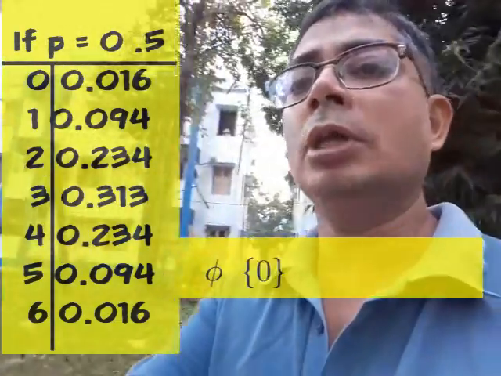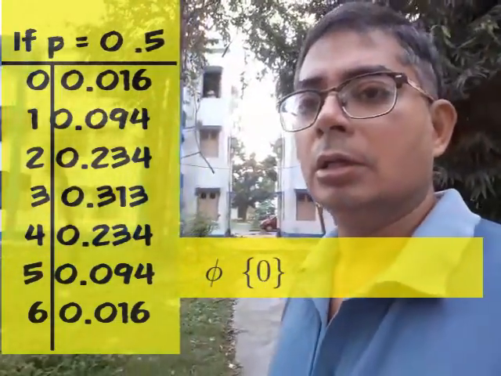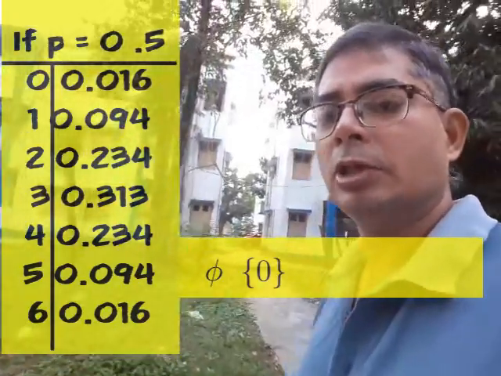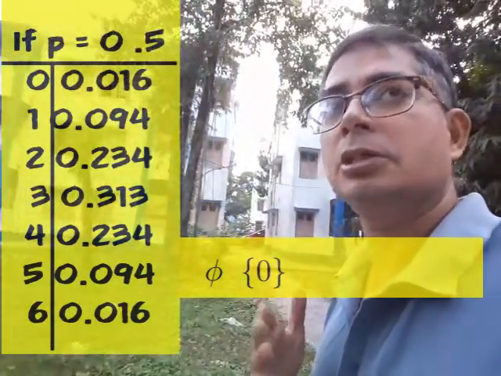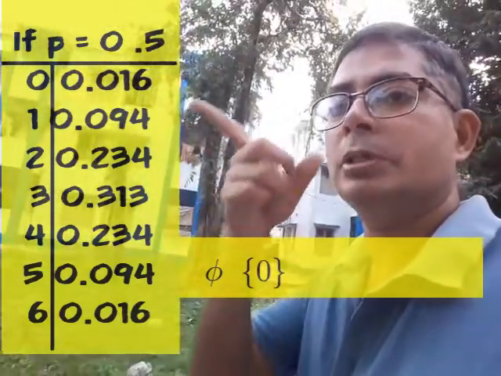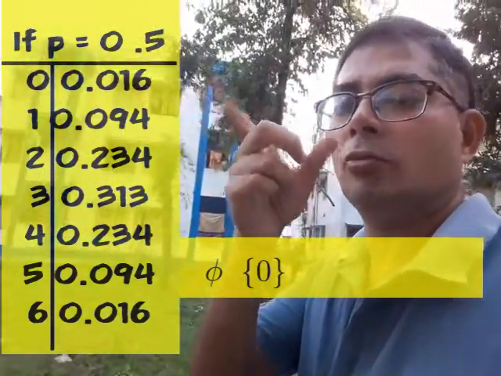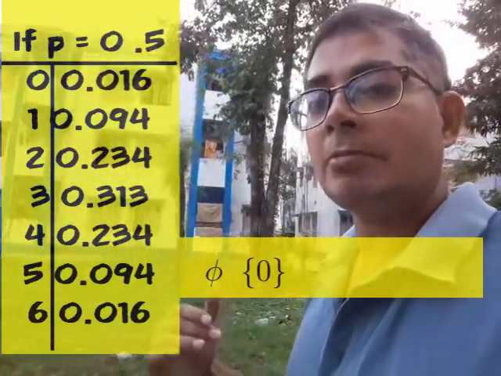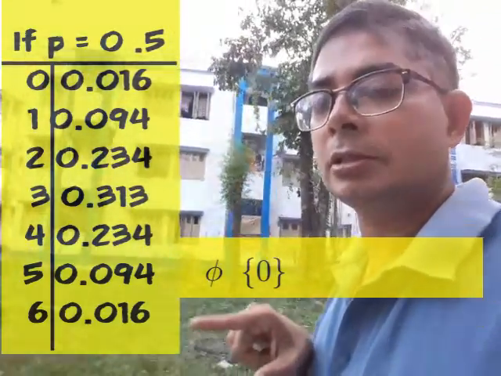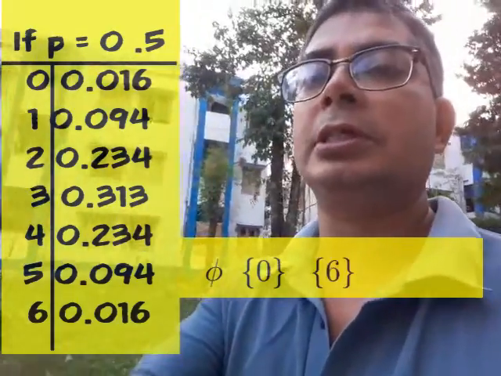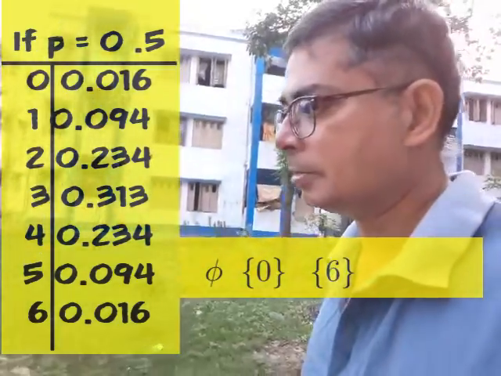Now, we can take only the set singleton 0, that is allowed. So, if you take only the set singleton 0, then the probability of type 1 error will be just this number, 0.016. By the same argument, you can also take this extreme, which is the set singleton 6.